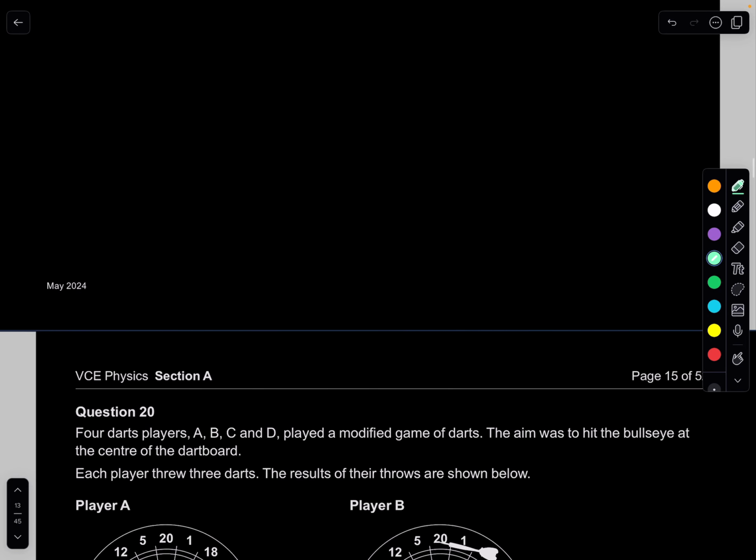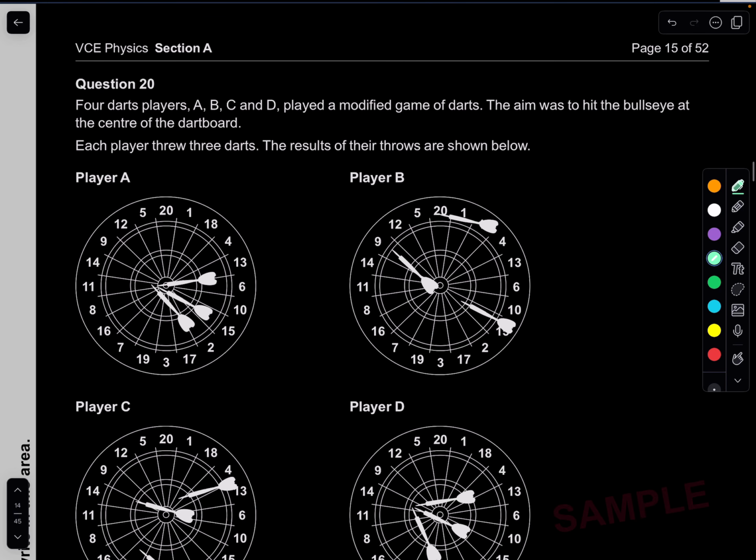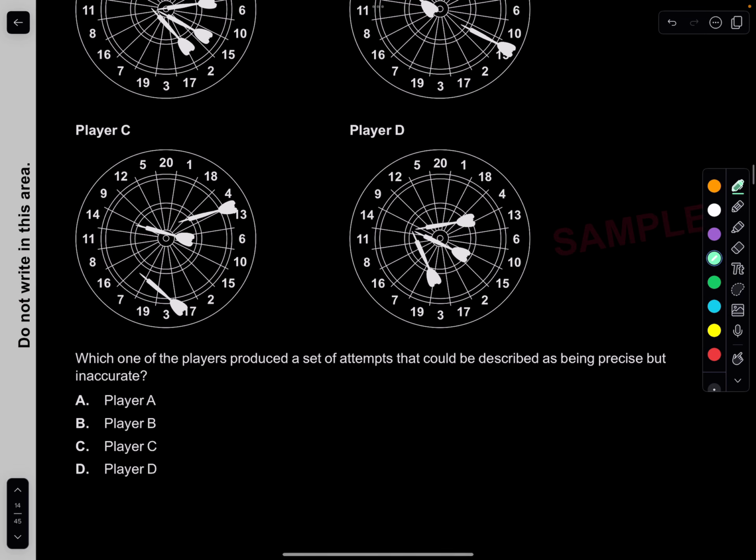Beautiful. Last question, 20. Four dart players, A, B, C and D, played a modified game of darts. The aim was to hit the bullseye at the center of the dartboard. Each player threw 3 darts. The results of the throws are shown below. Which of the players produced a set of attempts that could be described as precise but inaccurate?